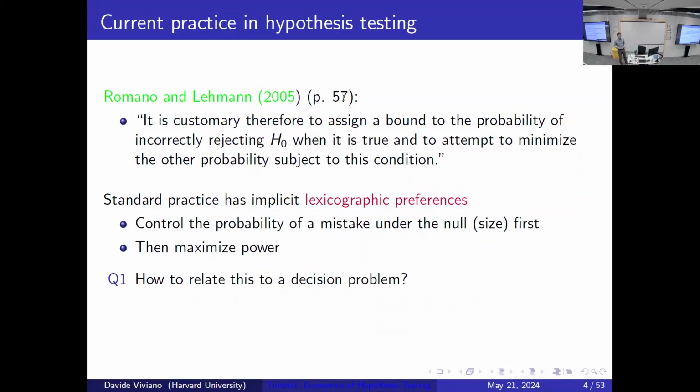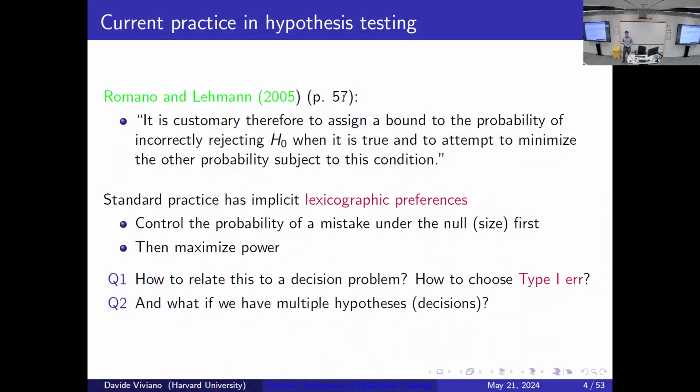So first of all, why do we have these preferences, and how do we relate these to our decision power? And then if we think about size control, how do we think about the choice of type 1 error in the first place? And even more difficult is what if we have multiple hypotheses that we want to test?